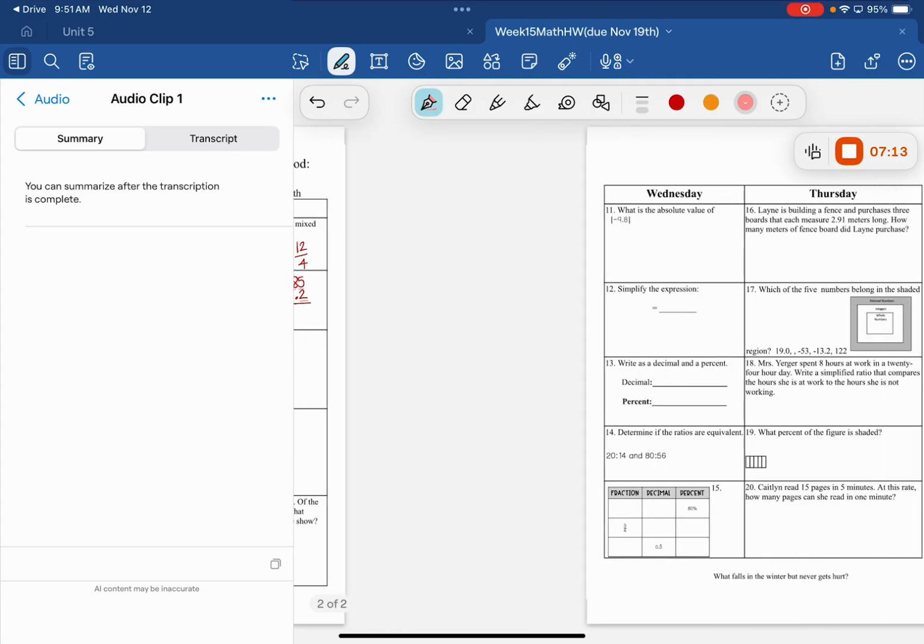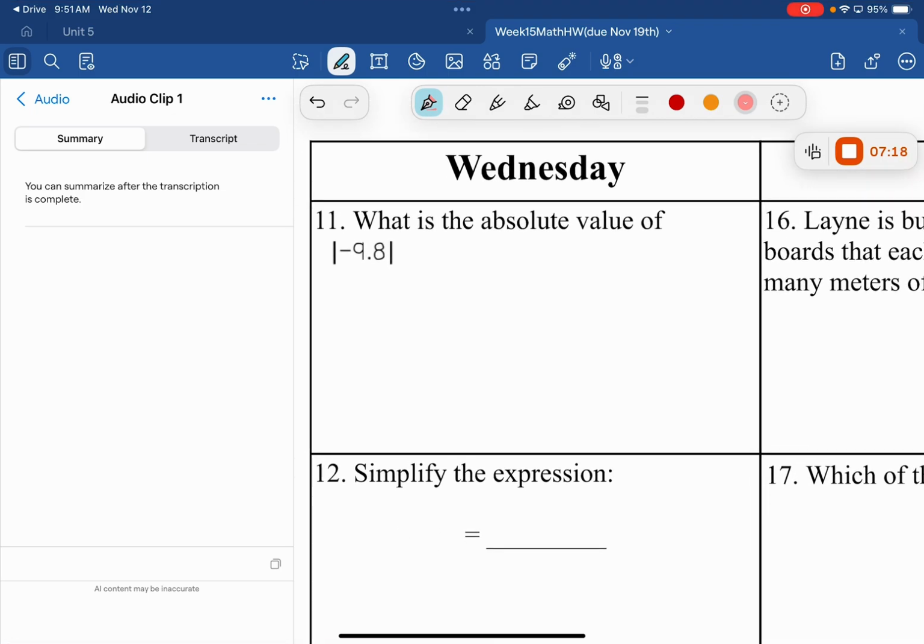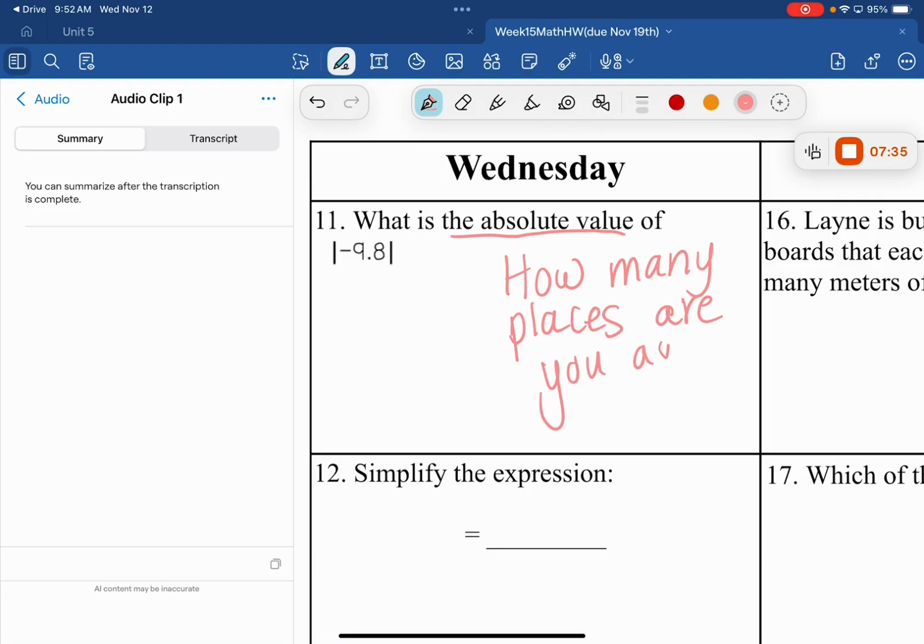All right. What is the absolute value of negative 9 8/10? Absolute value is how many places away are you from 0? How many places or spaces are you away from 0? You can never be negative spaces away. I guess I should say spaces, not places.